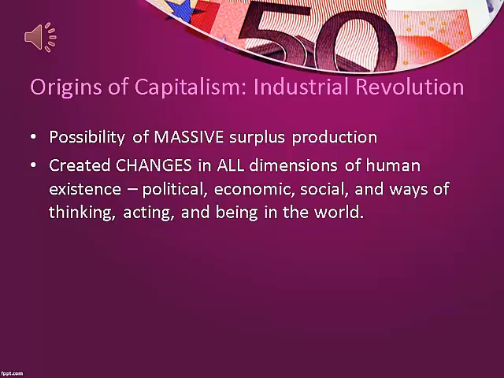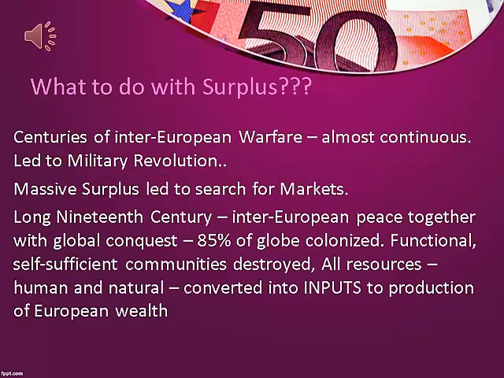How did this system come into being? It's a long story, and I have told many things about this in other lectures. But we can start with the Industrial Revolution. What that did was create the possibility of massive surplus production, much more than you need. Lots of goods. Now, this possibility led to change in all dimensions of human existence: political, economic, social, ways of thinking, acting and being in the world. All this was changed by just this simple thing, that you can produce a lot more than anybody can ever consume. So the basic question which had to be solved by the industrial society: what to do with this surplus?